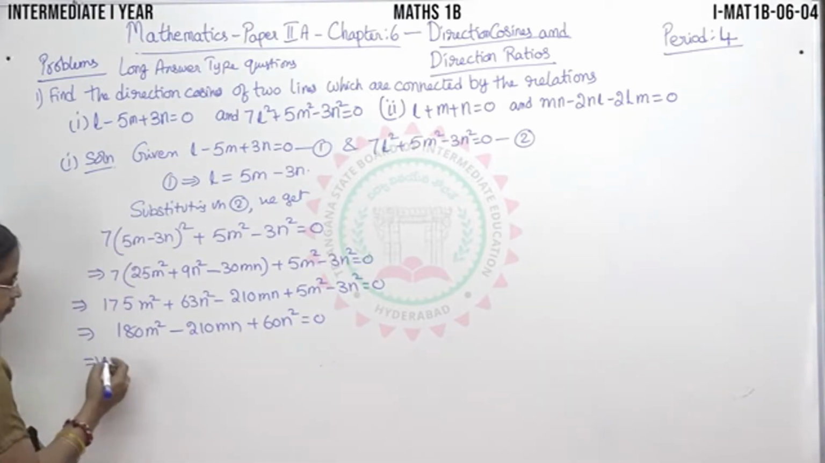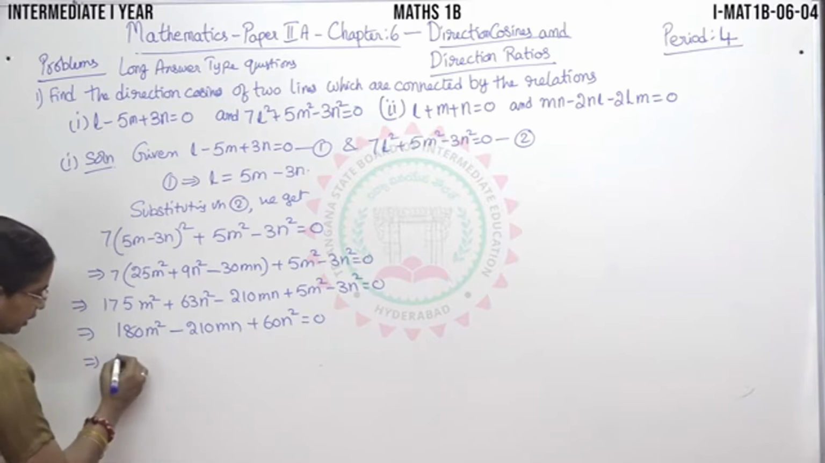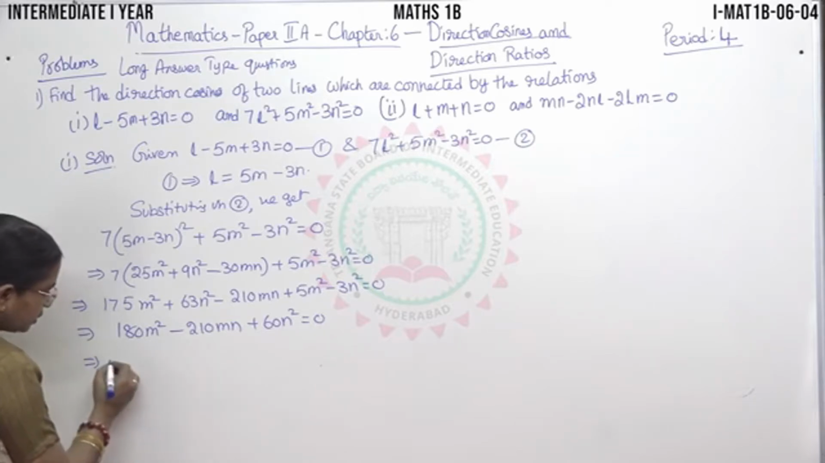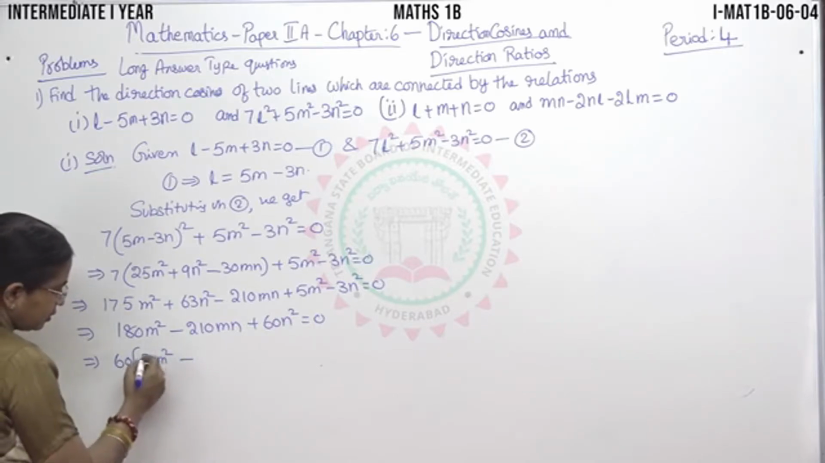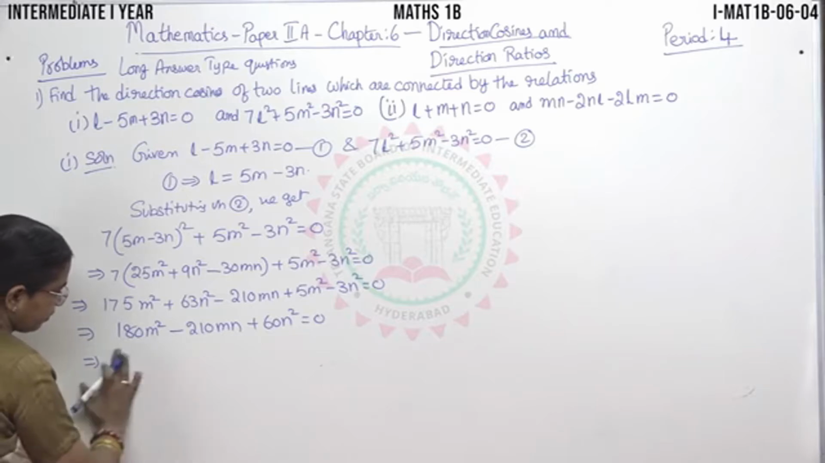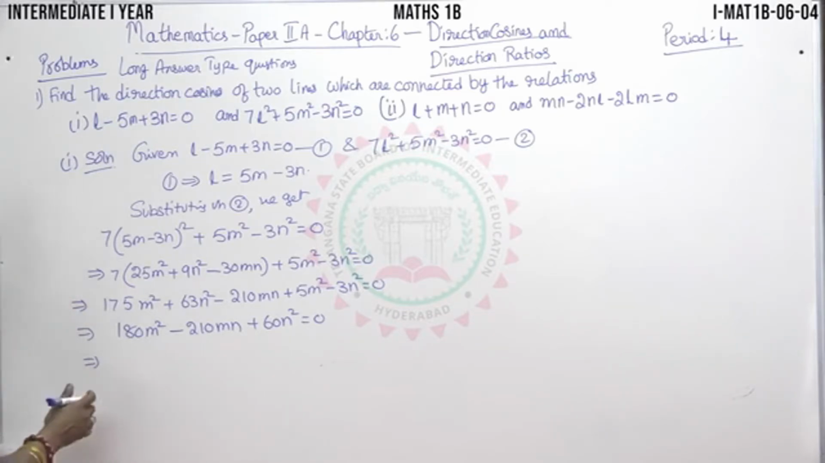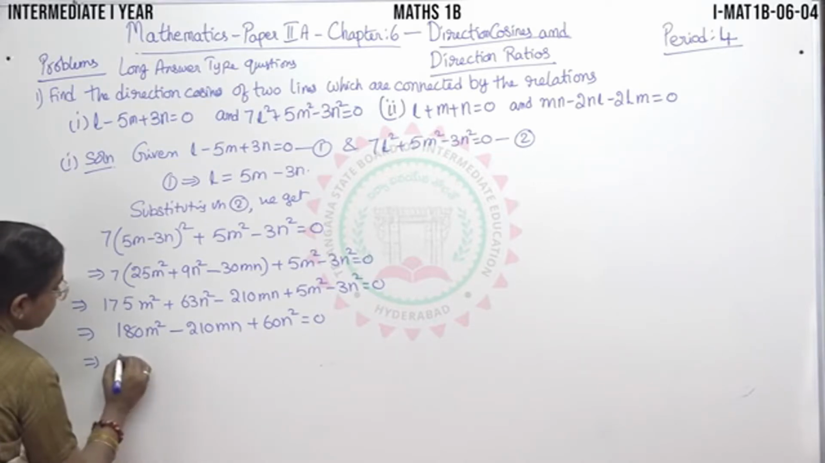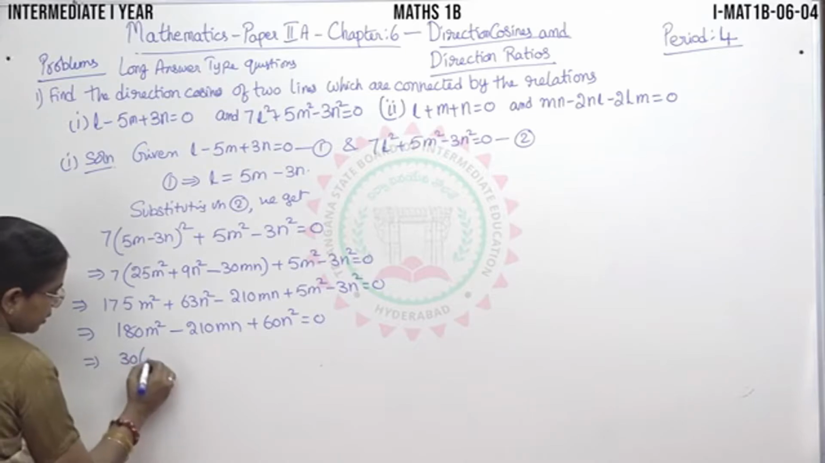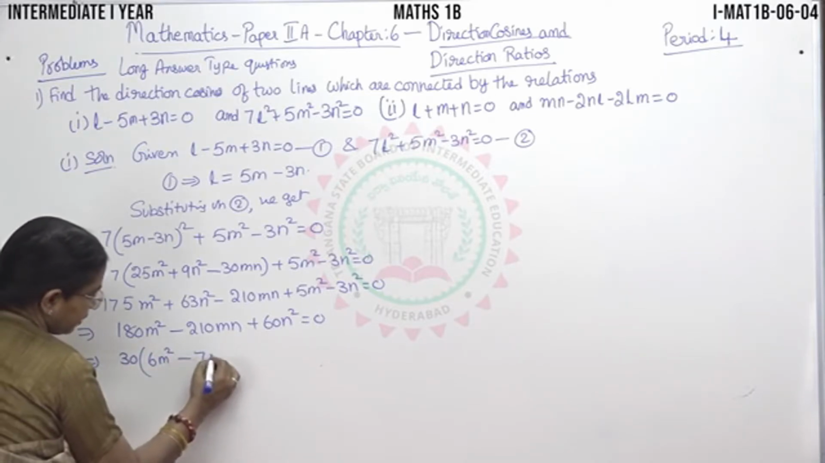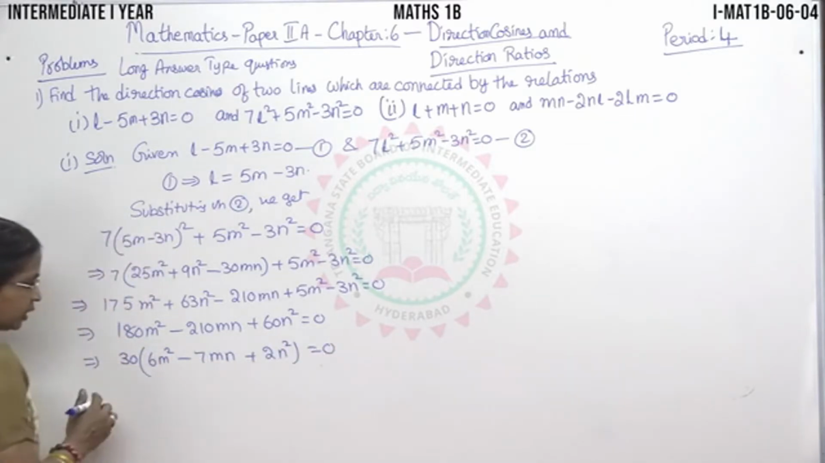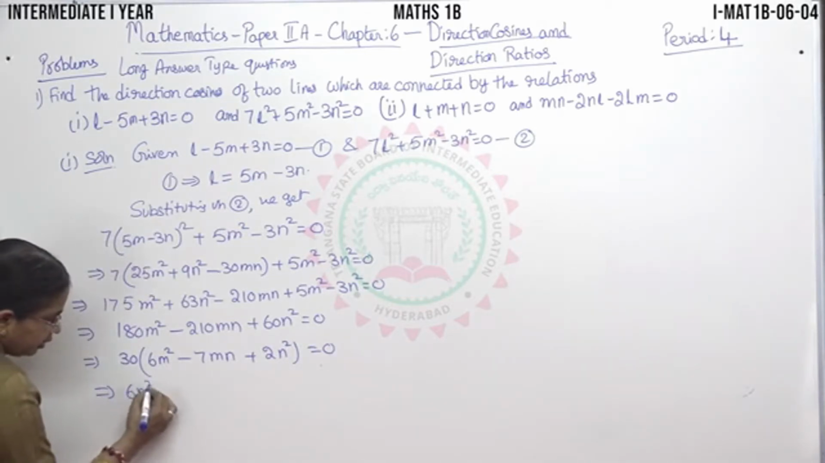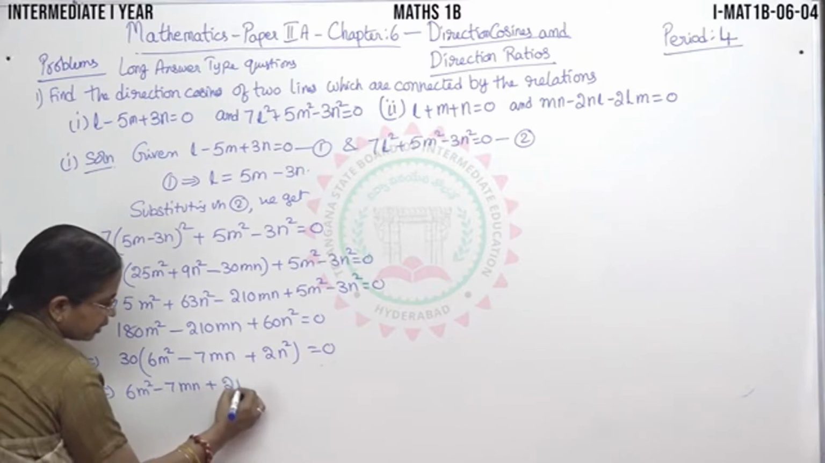You can take 30 common. Only 30 you can take common, so that means 6m square minus 7mn plus 2n square is equal to 0.